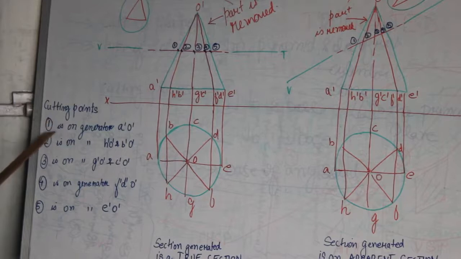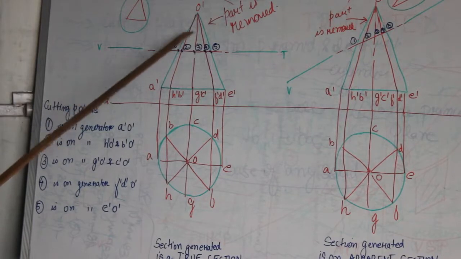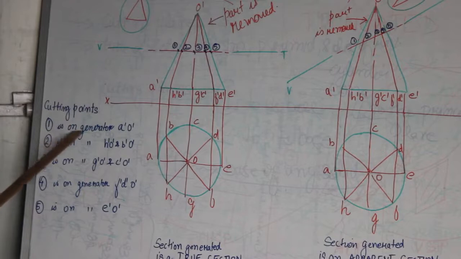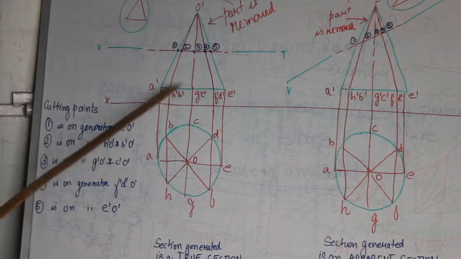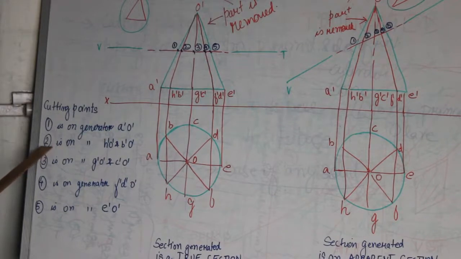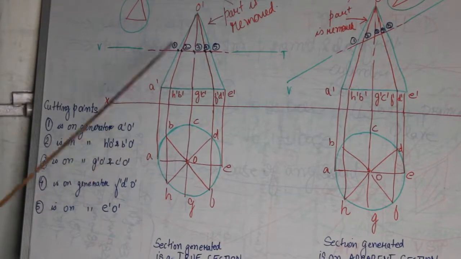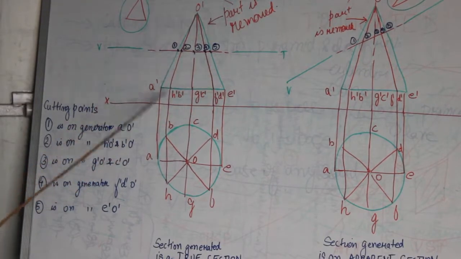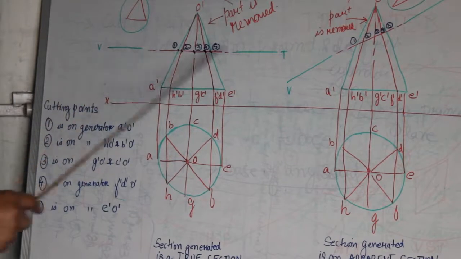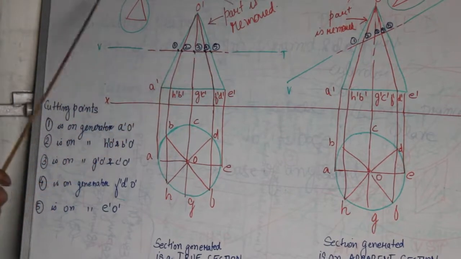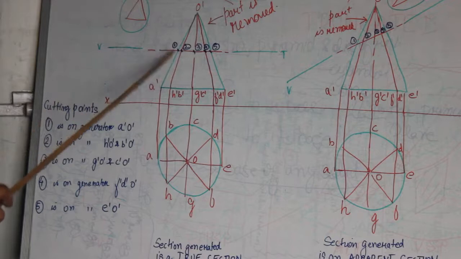One, encircled one marked here, is on the generator A dash O dash, which is the boundary of the cone. 2, which is inside a circle, is on H dash O dash and B dash O dash. You can see in the front view, you have to study the front view first. Wherever the cutting line passes, in whichever view it passes through, you have to study that view first.